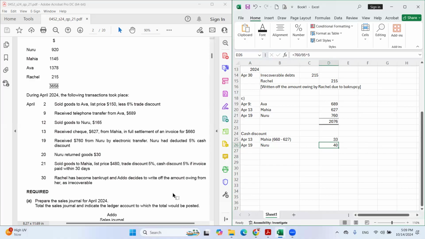Because from this information, Nuru has two transactions, here and here. But for the question on the 19th, they only received 760, and this is after deducting 5%. That means this is 95%. So to calculate the discount, we take 760 divided by 95 times 5, which is 40. Okay, the total amount is 73.